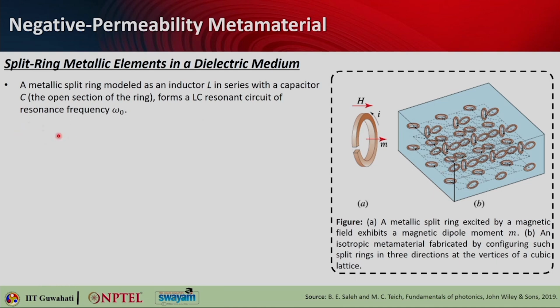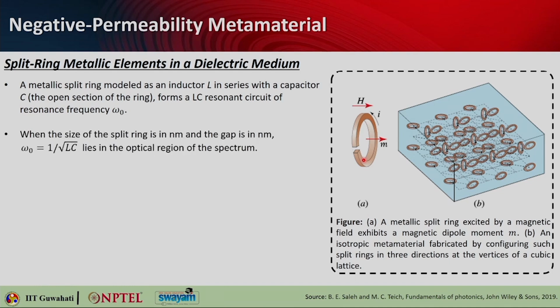So let's see how it works. A metallic split ring can be modeled as an inductor L, and the gap will behave like a capacitor. So there has to be a capacitor C, and that will give you a resonant LC circuit which has a resonant frequency of omega naught.